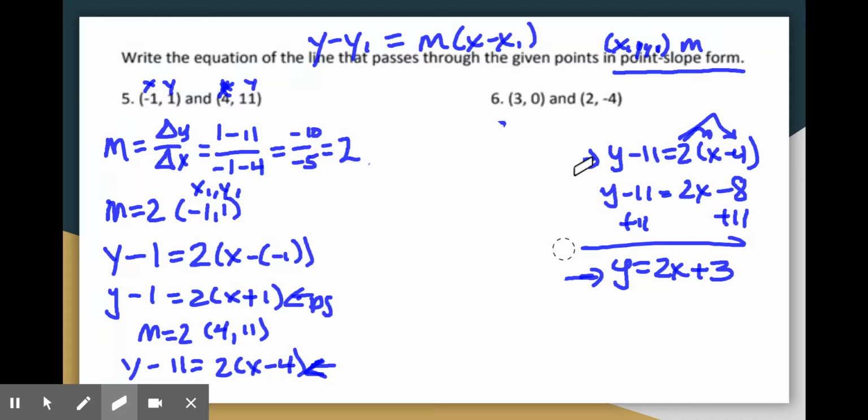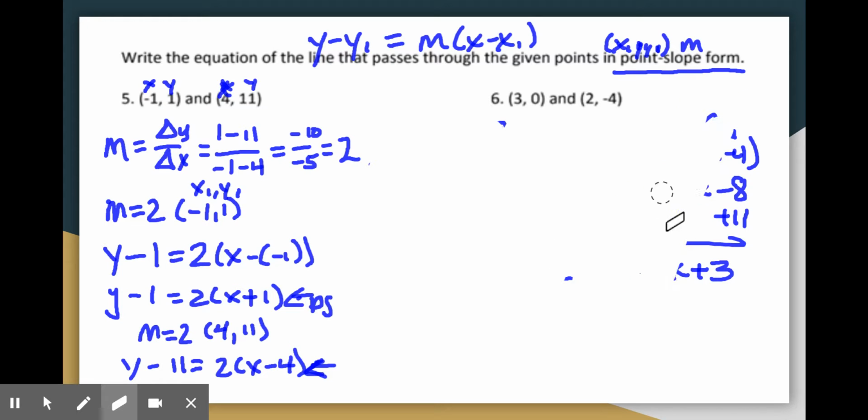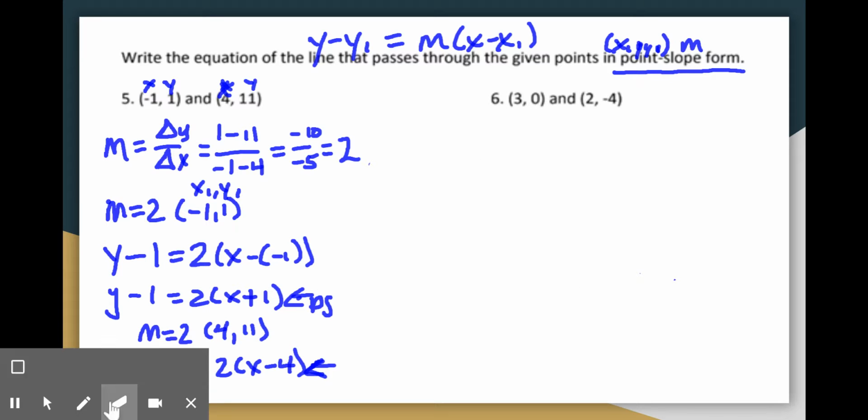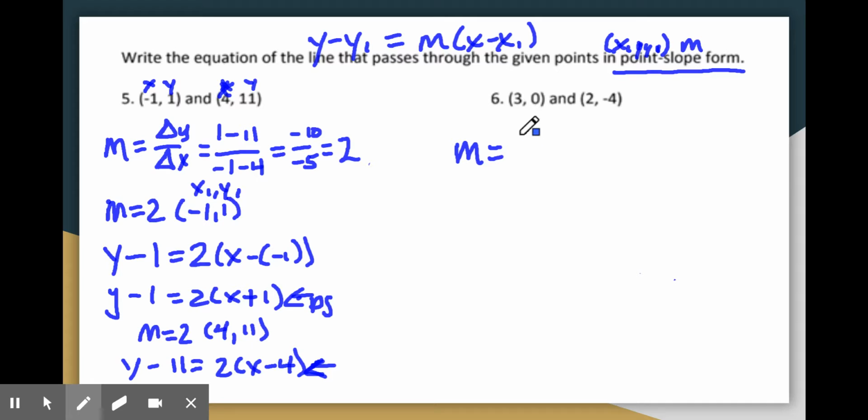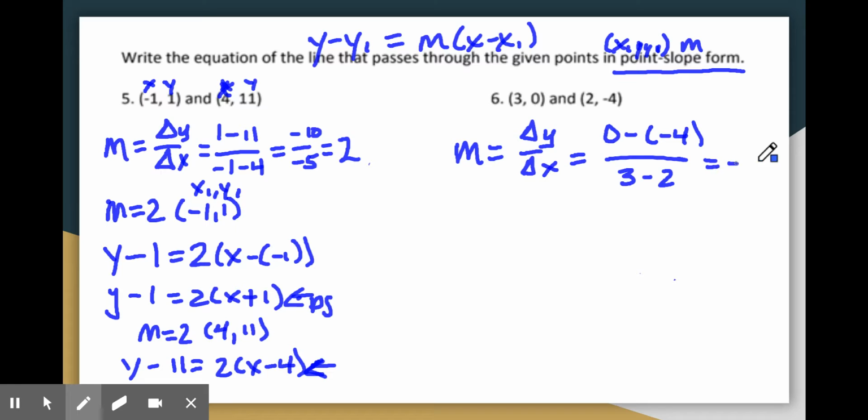All right, so let's try number 6 here together real quick. Okay? So I'm given 2 points. I mean, you can do it on your own and then check and see if you got it right. So I can do delta y over delta x. So my y's are going to be 0 minus negative 4. And then I'm going to have 3 minus 2. So there's a 1 on the bottom and a 4 on the top. 4 over 1, I get 4.